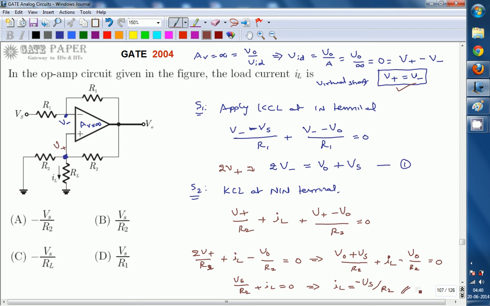So this is the value of the load current IL: IL is equal to minus Vs by R2. Minus Vs by R2 means the right option for this question is A.